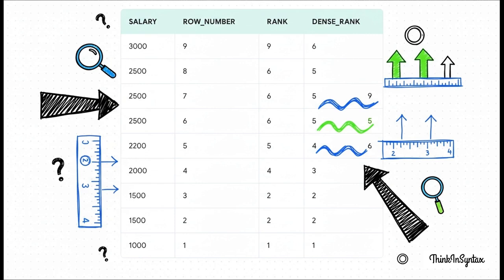But look at dense rank. It gives the next salary a rank of 3. It never leaves gaps. Same thing with that 3-way tie at 2,500. Rank goes from 6 all the way to 9. Dense rank just goes from 5 to 6, exactly like you'd expect.